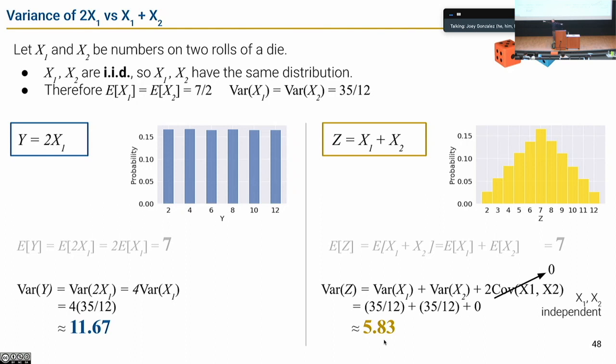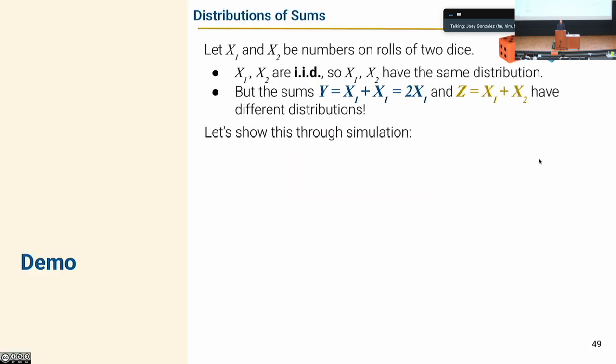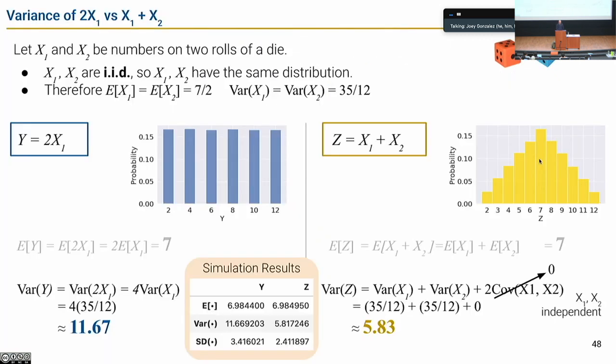That's right. Those tails went down and have more mass pulled into the middle, right? There's many more ways to get to the center of this distribution. See that? There's more ways to get 7, right? Makes sense? You can also see from the distribution which one has more spread. This one's pretty spread out. They both go to the same extremes, but here there's a lot more mass in the middle. Okay?